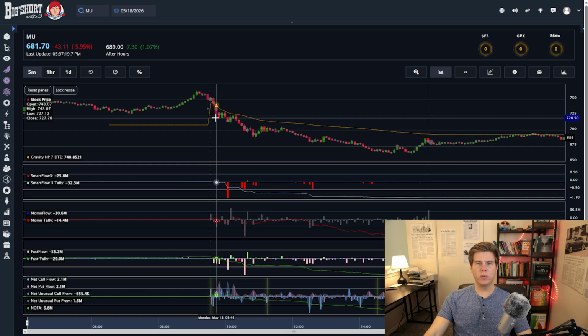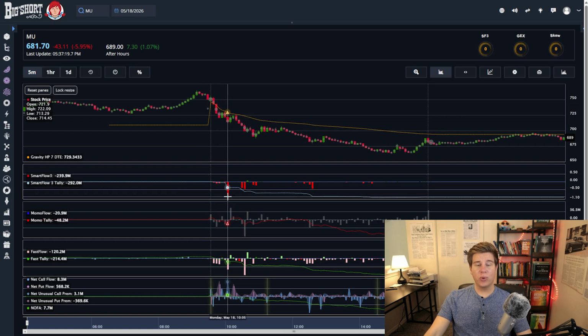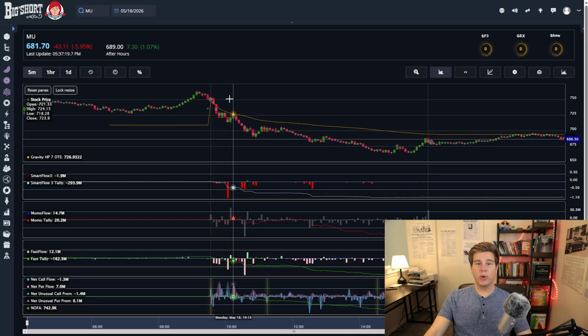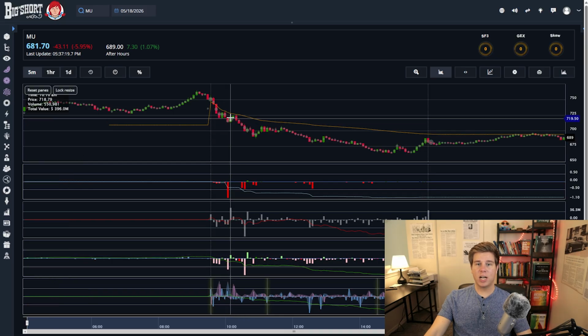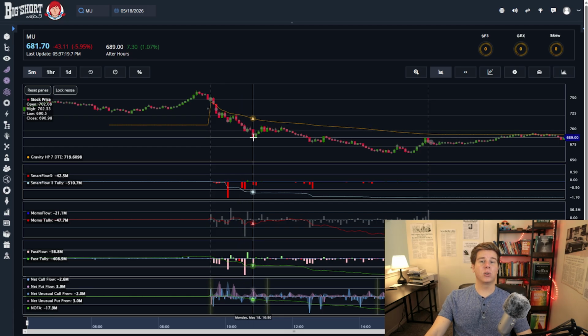So here we have price moving down. We get a really big red SF3. We do get green fast flow here, so you could have scalped this little move here, but then we do see continuation and price still going down afterwards. So obviously it doesn't work 100% of the time, because that is not possible. So hopefully that makes sense.